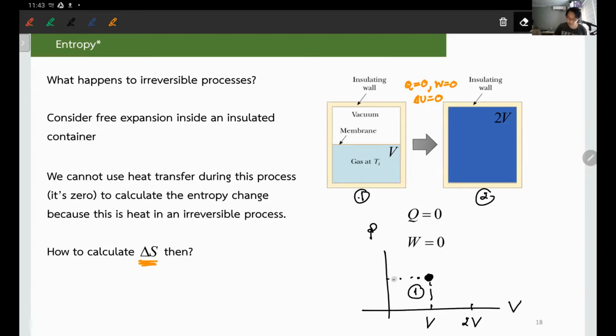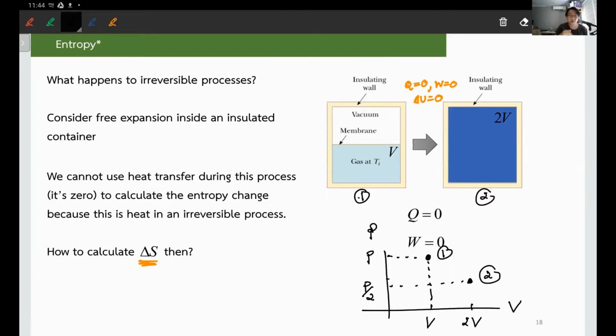Okay, just to make things a little bit cleaner, let me draw this one a little bit higher. Here we go. That's point number one right there. So point number two, the volume increased twice as big, so the pressure must drop in half. So it's going to be P over 2. That's point number 2.